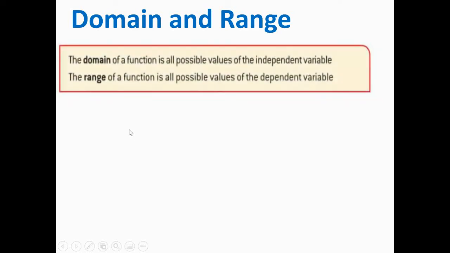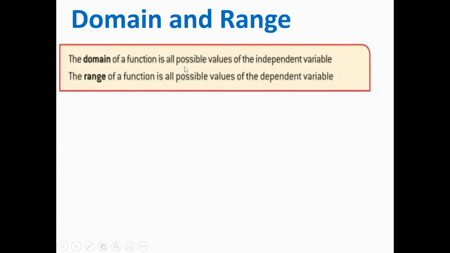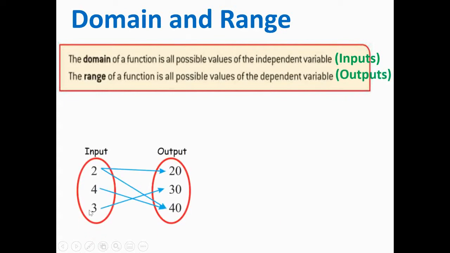Okay, so now that we have reminded ourselves what a function is, let's talk about domain and range. The domain of a function is all the possible values of the independent variable. In other words, all the possible inputs. Okay, that's the domain, all the inputs. The range of a function is all the possible values of the dependent variable. So all the outputs, okay? Inputs, outputs. Okay, so if we have this function here, the domain is simply these three numbers. It is the inputs, and the range is simply these three numbers, the possible outputs.